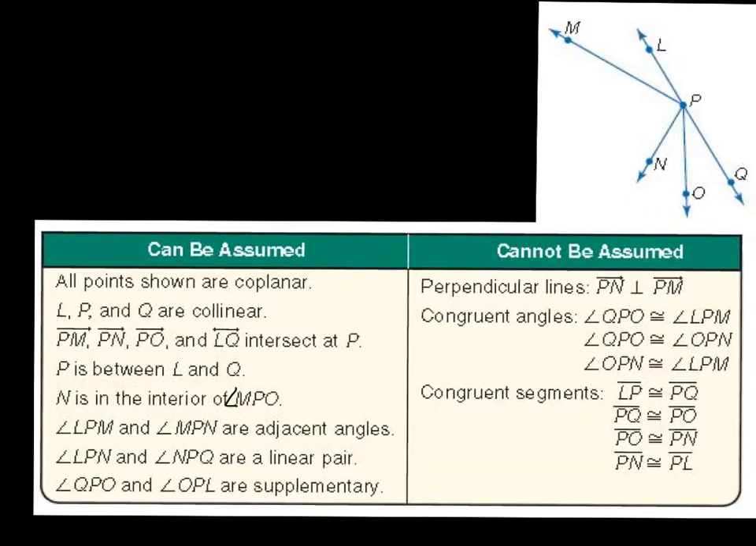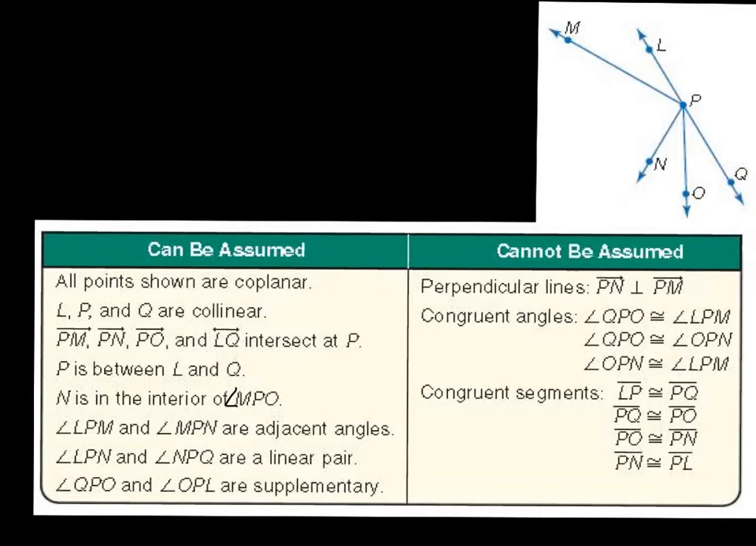angle MPO. Angles LPM and angle MPN are adjacent angles. Angles LPN and NPQ are a linear pair, and angles QPO and OPL are supplementary.